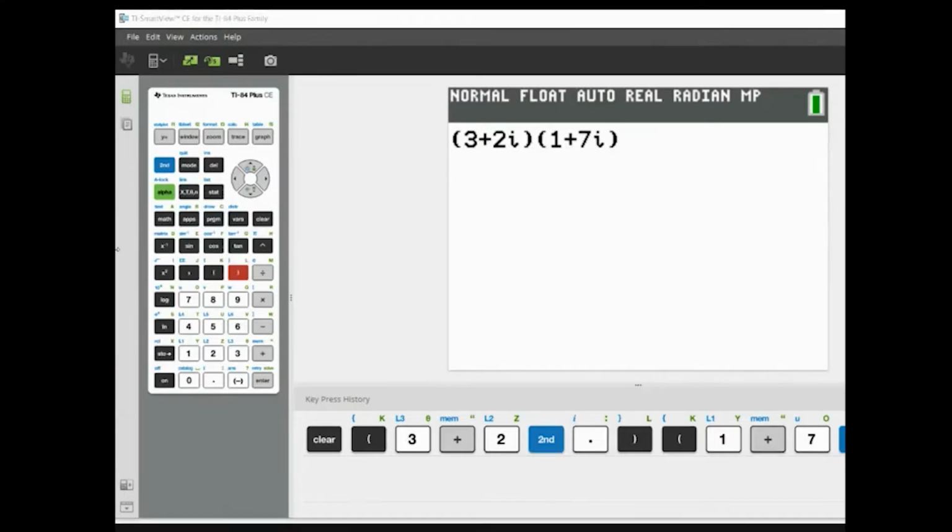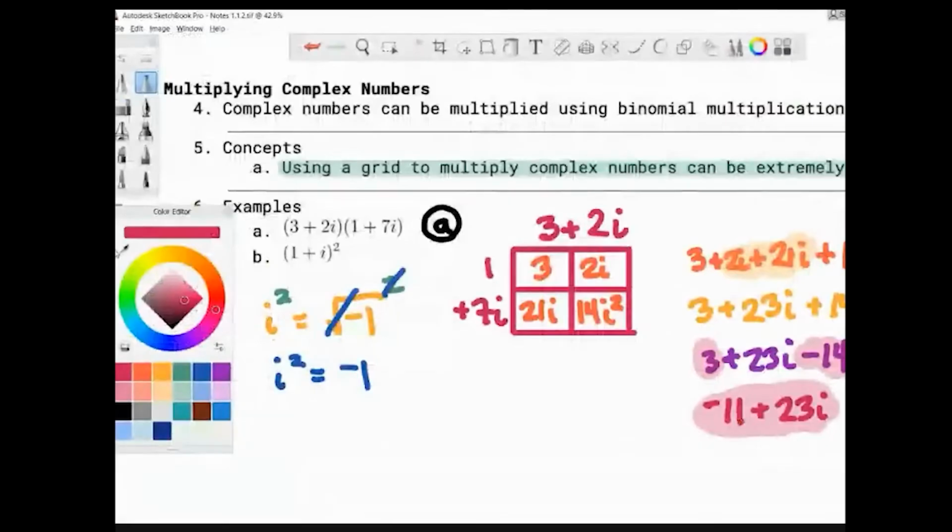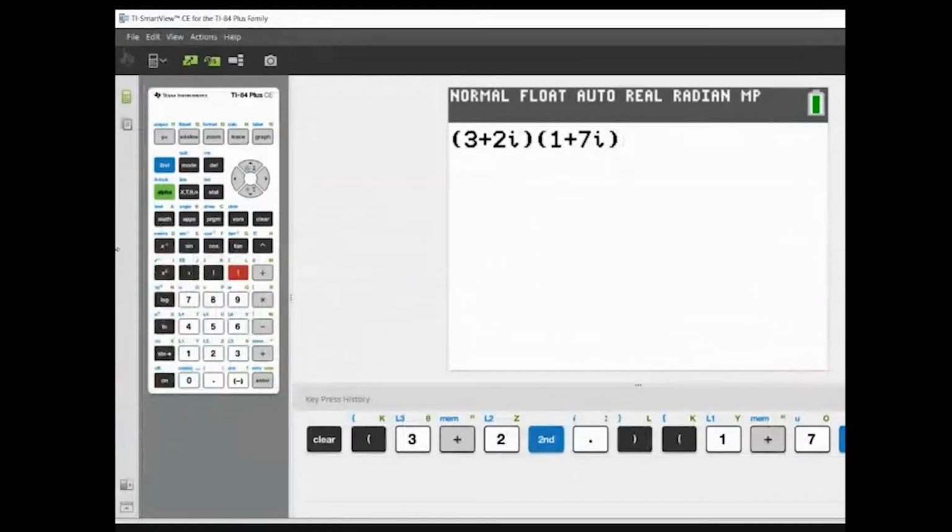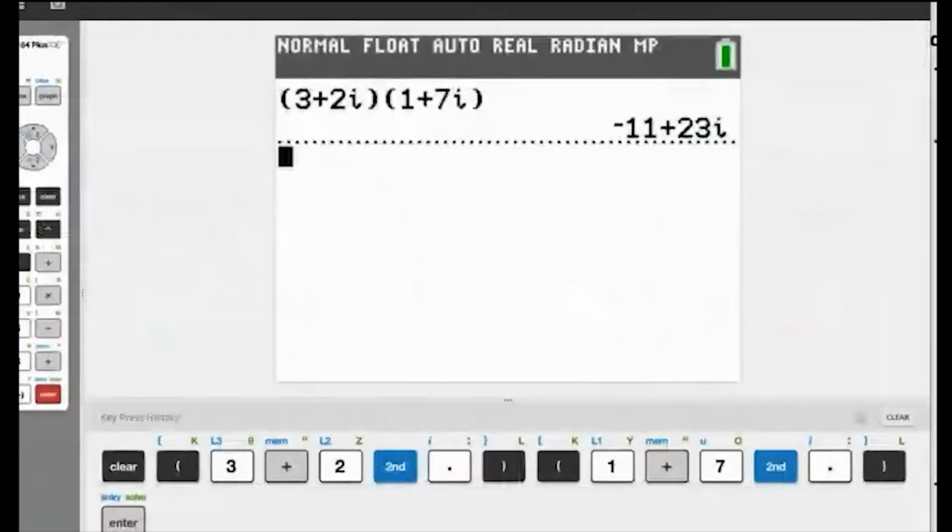I do need to make sure that this is actually the right one. 3 plus 2. Okay, and then all I have to do is hit enter, and it spits out hopefully the exact same answer we got. Okay, again, you can use your calculator, but you still have to show work.